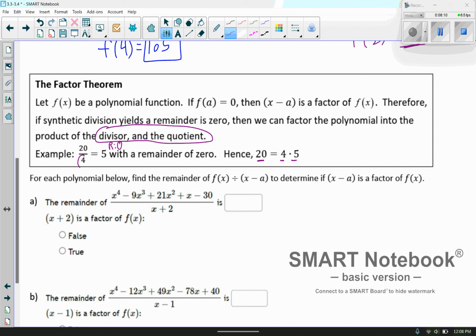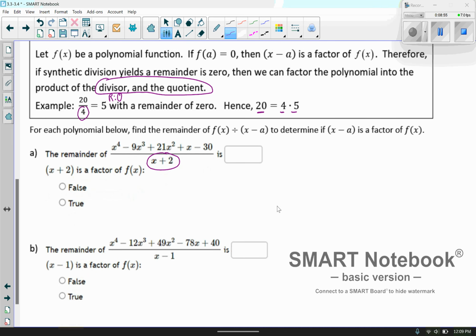So the divisor was 4, the quotient was 5, so their product is equivalent to the original value that was being divided. So that's going to be the same idea with the synthetic division. If we get a remainder of 0, what that means is that the divisor, which in this example down below is x plus 2, and if the remainder is 0, then if I multiply it by the quotient, it would be equivalent to the original polynomial that's getting divided. Now, we're not really asking you to go that far on these first couple of examples, but eventually that's where we are headed with this, okay?